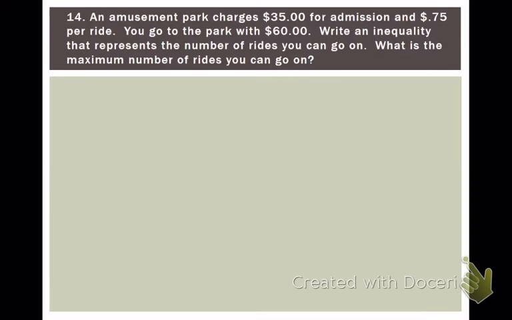So what are we trying to figure out? Well, we're trying to figure out the number of rides you can go on. So x is our number of rides. Now, what do we know? You're taking 60 bucks with you, right? That's all you can spend. Can you spend $60 exactly? Sure. So how much you spend can be equal to 60 bucks, but you're okay if you spend less, right? If you take some money home, right? So it's got to be less than or equal to.